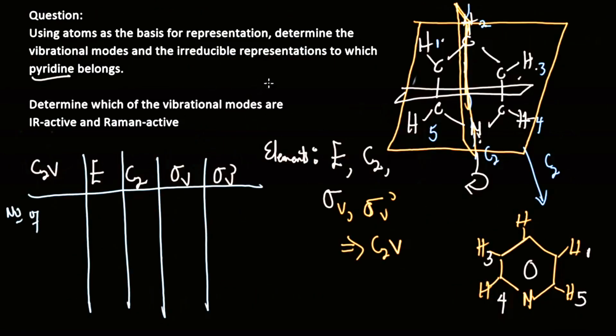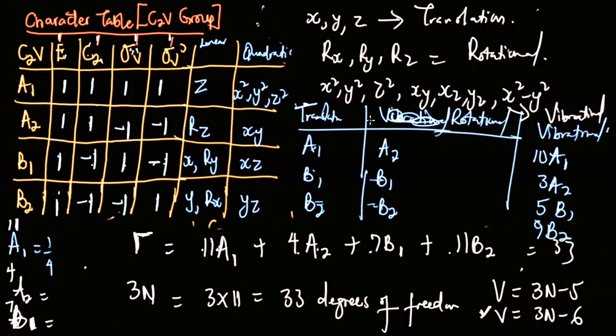So the question now says determine which of the vibrational modes are IR active and Raman active. For you to do this, you simply need to look at this. All of them that show as quadratic functions, A1 basically shows as a quadratic function. This is also a quadratic function, this is a quadratic function, this is a quadratic function. So basically all of them are Raman active.